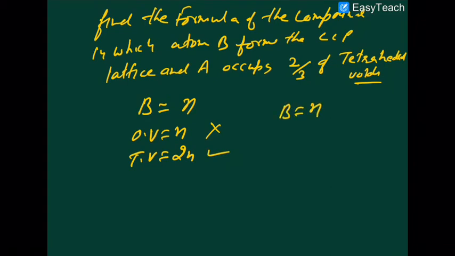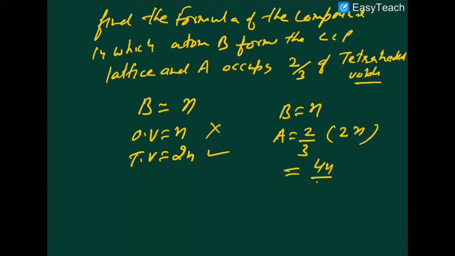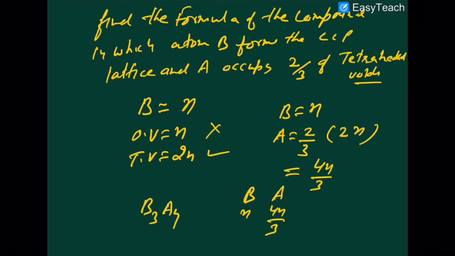So B comes out to be N because it forms the CCP lattice. A occupies 2/3 of the tetrahedral void positions, so the answer will be 4N/3. So B is N, A is 4N/3. So the formula of the compound will be B3A4. Are you sure about that?